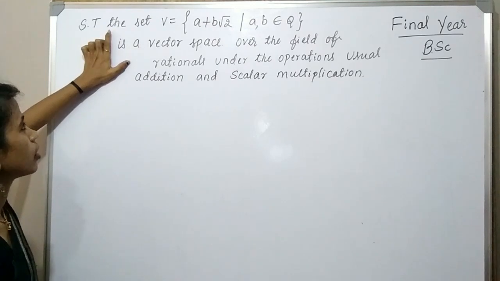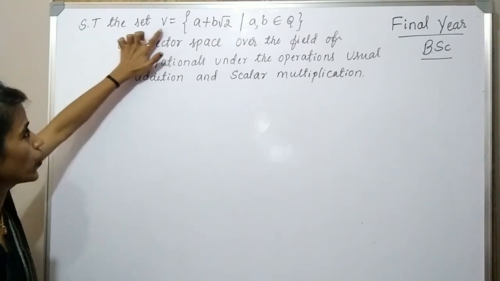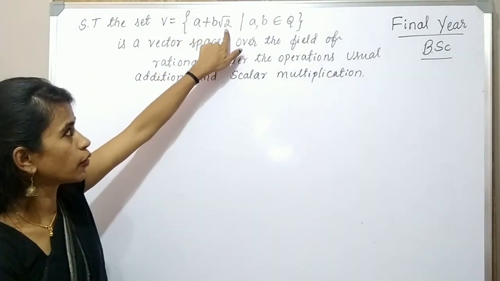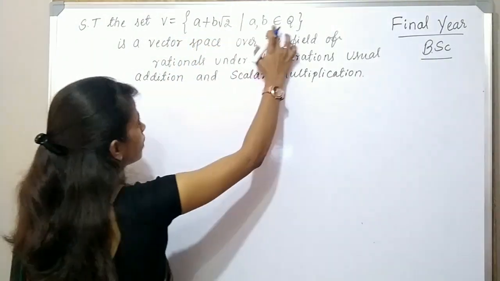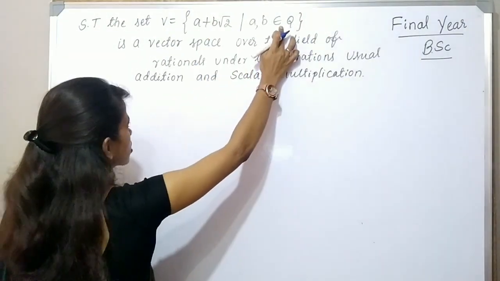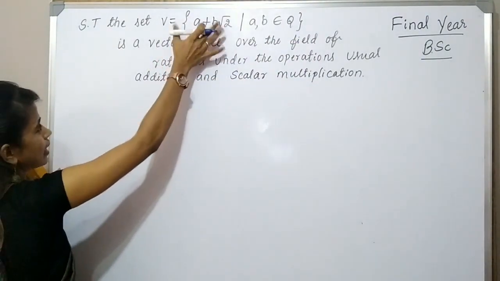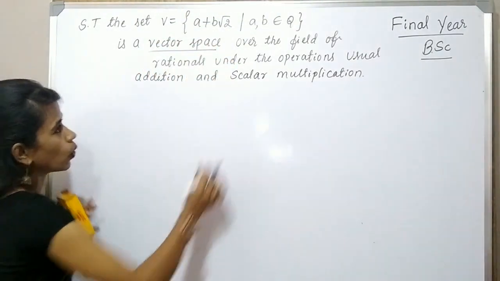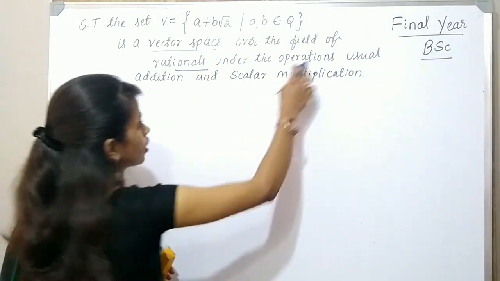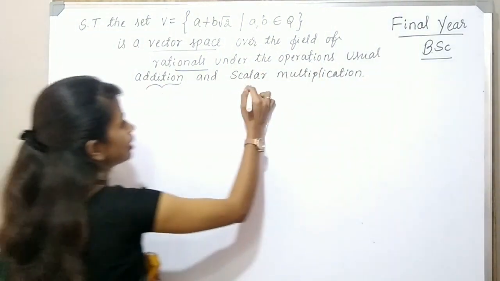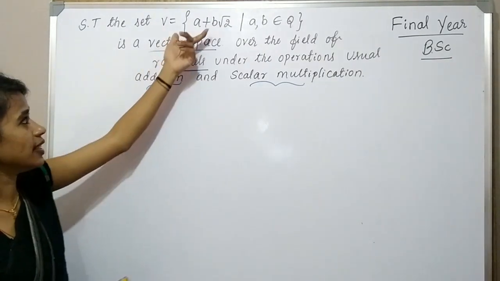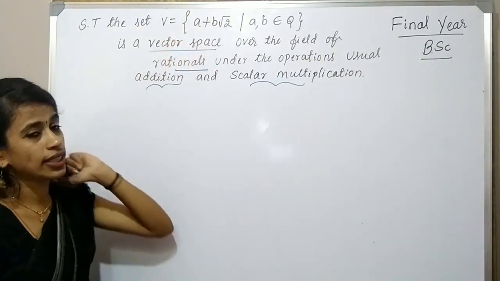Here is the question. Show that the set V equals the set of all a plus b root 2 such that a, b belong to Q, meaning a and b must be rational numbers. So this set is a vector space over the field of rational numbers under the usual addition and scalar multiplication. Okay. So we have to show that this set must be a vector space.